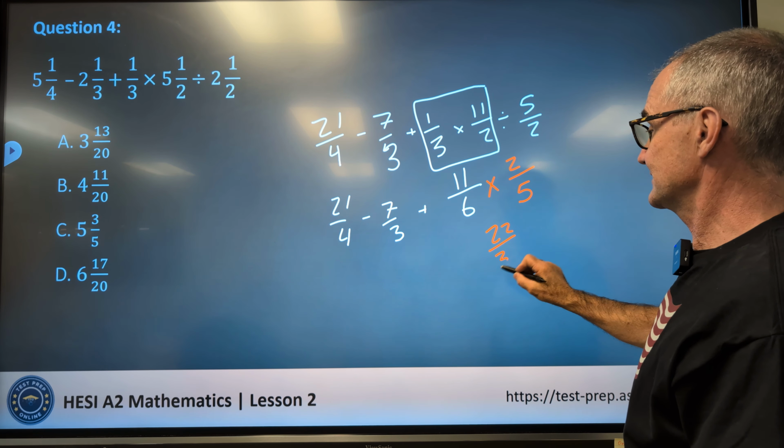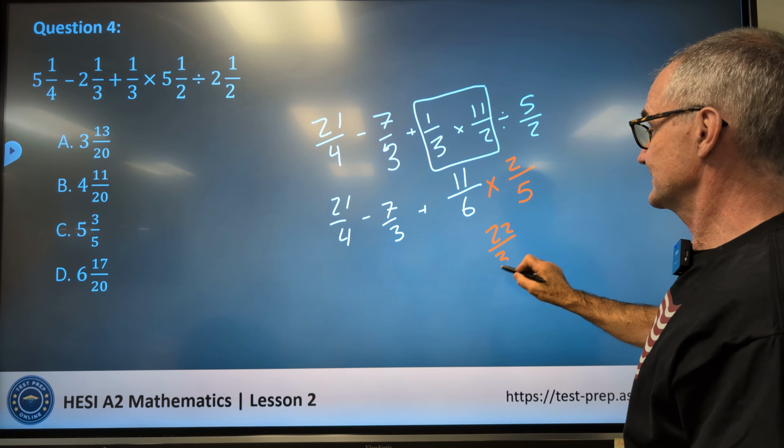The only way I can add or subtract fractions is with a common denominator. It's a pretty hard one to see. I'm looking for a number that 4 will go into, 3 will go into, and 30. 3 goes into 30, but 4 does not. But 4 does go into 60. So I'm going to have to go all the way up to 60. To get this to be a 60, I multiply by 1, right? 2/2 is equivalent to 1, doesn't affect the value of it. So this last term is going to be 44/60.